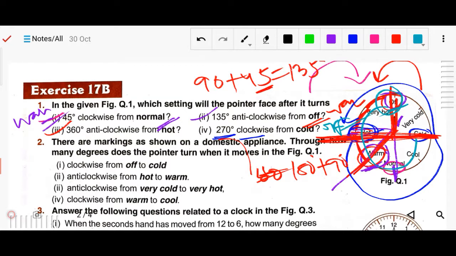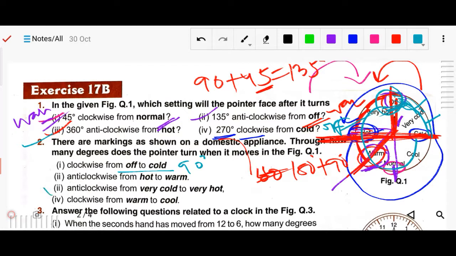Okay, now number 2: there are markings as shown on domestic appliances. Through how many degrees does the pointer turn through the move? Now, clockwise from off to cold, you can check in your book. Off is here and cold is here. So off to cold clockwise, how many degrees? This is 45 and here is 45, so the total is 90 degrees.